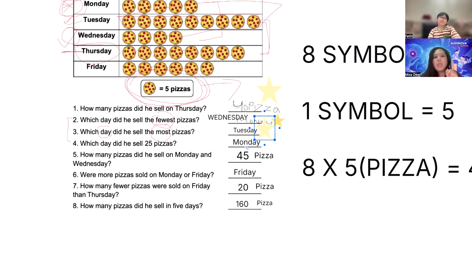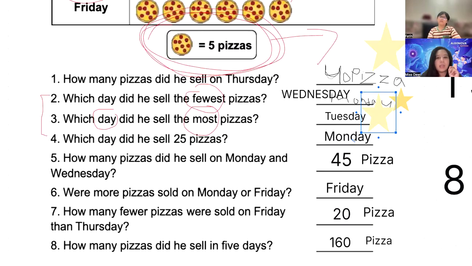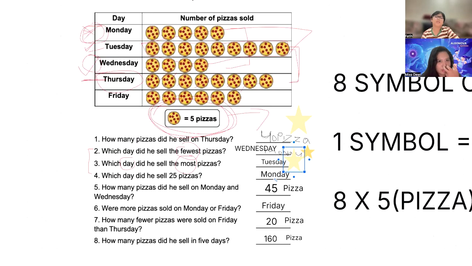But you have to read the question. Number 4, which day? Again, it's asking about the day. Did he sell 25 pizzas? Okay, this time you have to count. It's very easy actually. You just need to find the 25 multiplication between Monday, Tuesday, Wednesday, Thursday, and Friday.